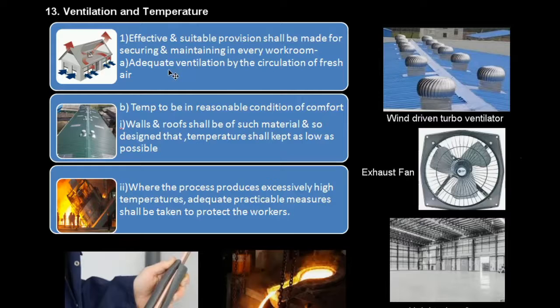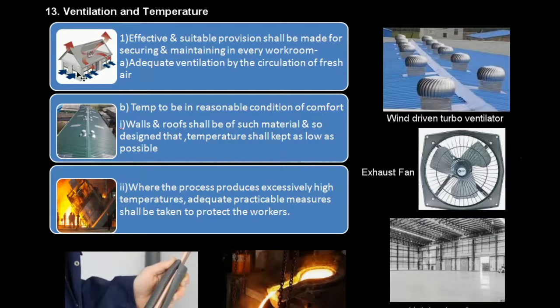Suppose there are many people working in a factory and there are machines generating heat, and there is no ventilation. What will happen? There is no fresh air coming in, so the condition will be very uncomfortable to work in. Because of this, ventilation is required, and this section says that effective and suitable provision shall be made for having good, proper ventilation. I'll suggest some of the ways in which we can have good ventilation inside a factory.